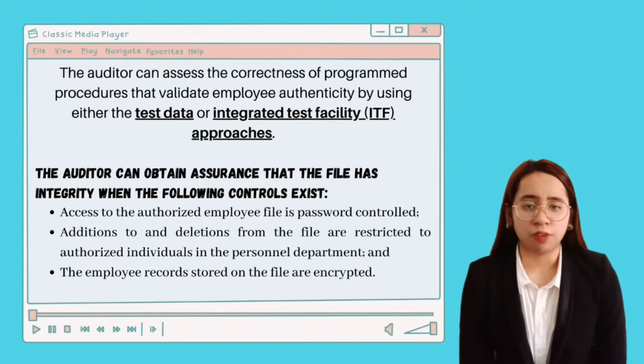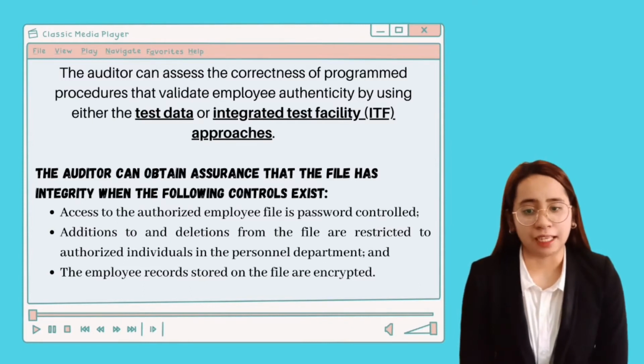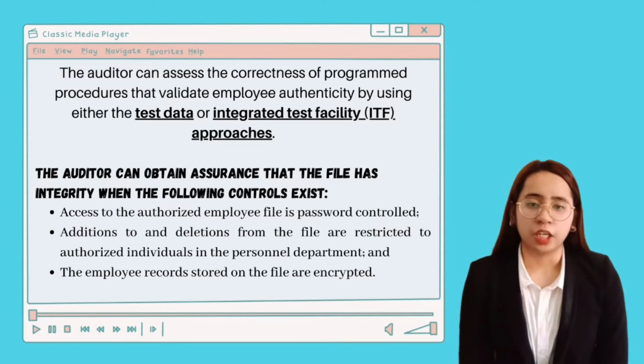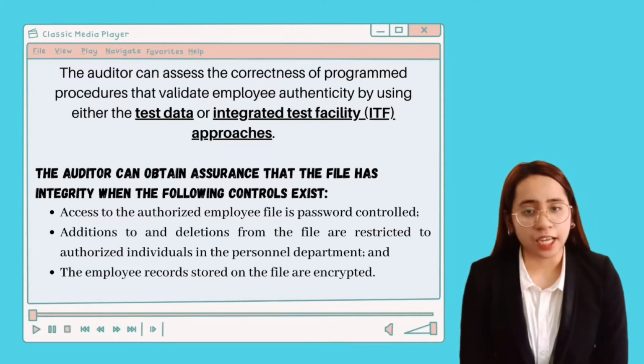This testing involves creating a dummy authorized employee file and a corresponding attendance file containing both records that match and some that do not. A correctly functioning payroll application cannot successfully validate payroll transactions if the authorized employee file is itself invalid. Therefore, the auditor can obtain assurance that the file has integrity when the following controls exist.